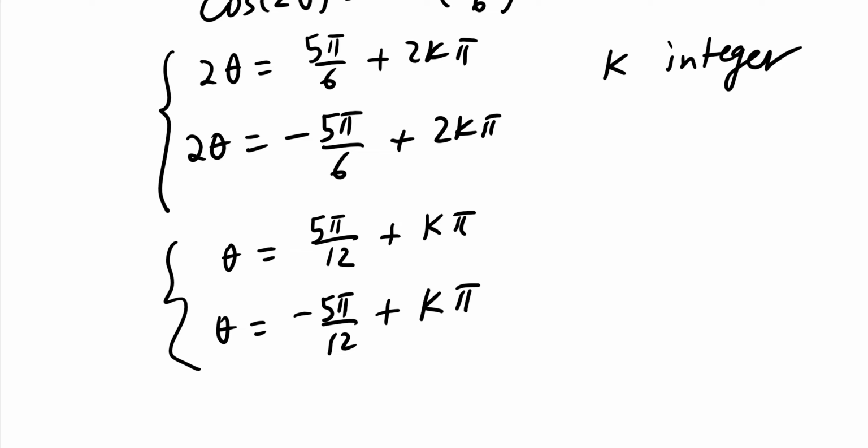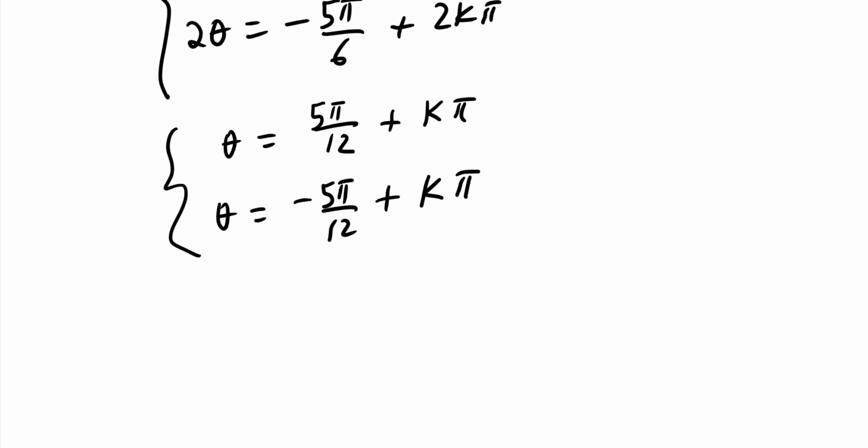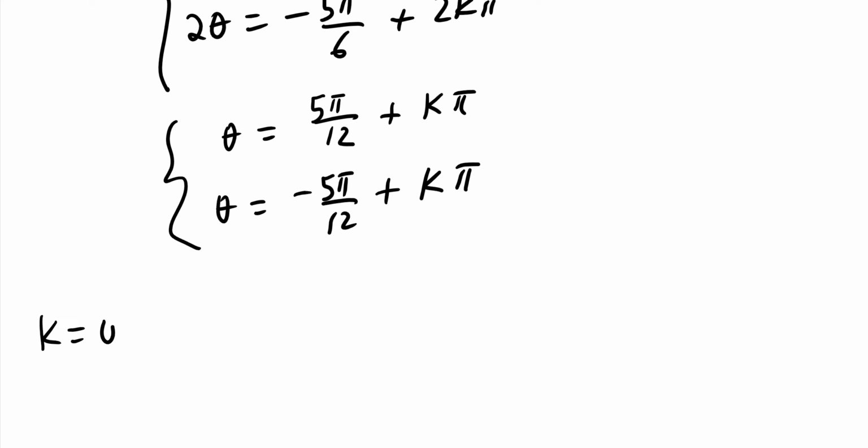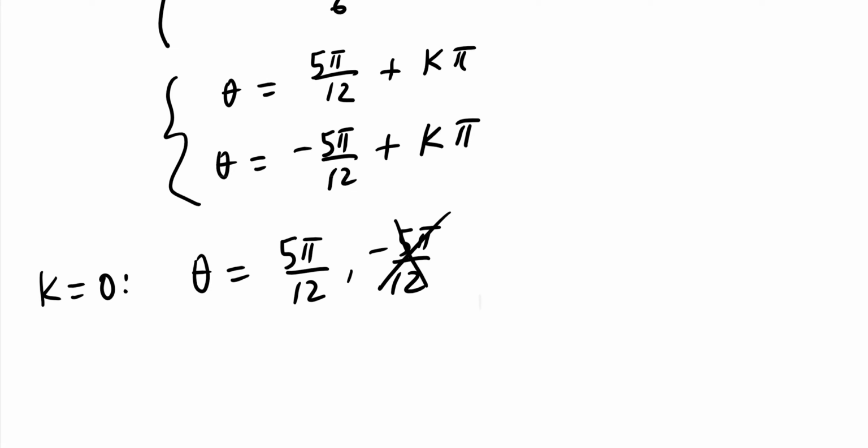So you must write this as theta equals something or alpha equals something. Now we can start selecting values of k within the neighborhood of 0. So if I take k equals 0, what do I get for theta? 5 pi over 6 or negative 5 pi over 6. But this negative value doesn't work out.